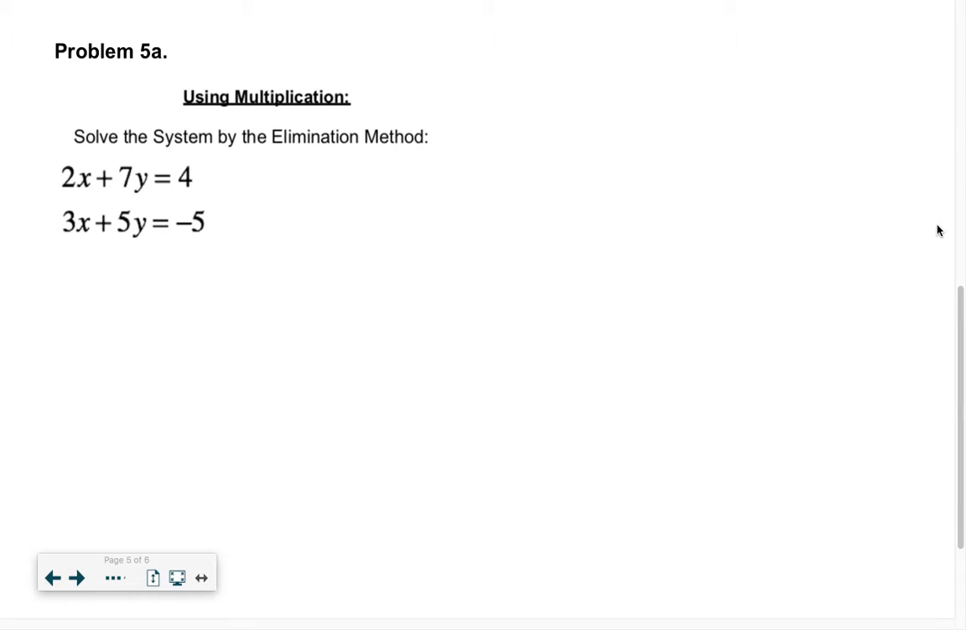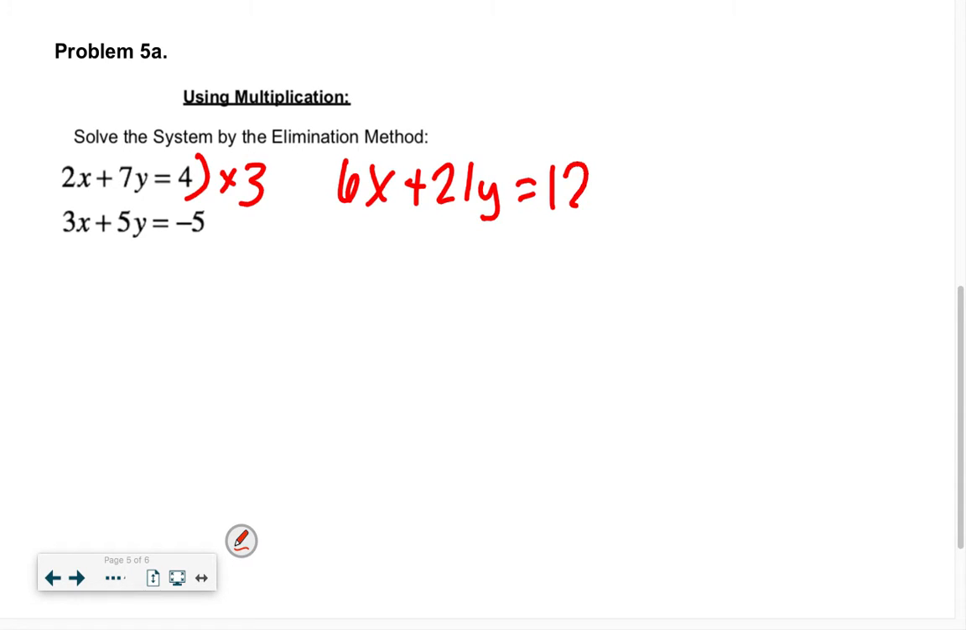6. So if I want to get this top 2x to be 6x, what am I gonna have to multiply by? 3. So I'm gonna take this whole equation and multiply it by 3. If I multiply the whole thing by 3, I get 6x plus 21y equals 12. The whole thing. Everything gets multiplied by 3.